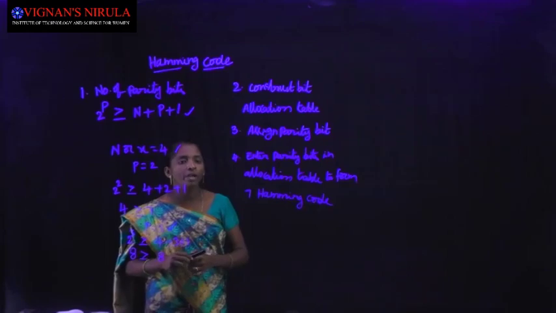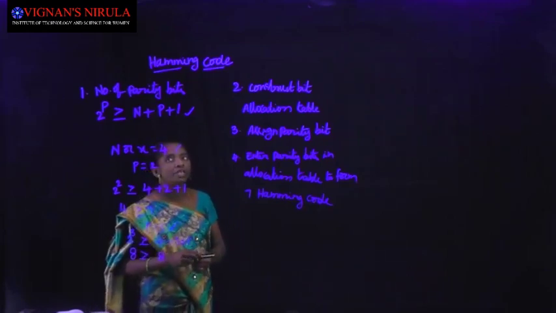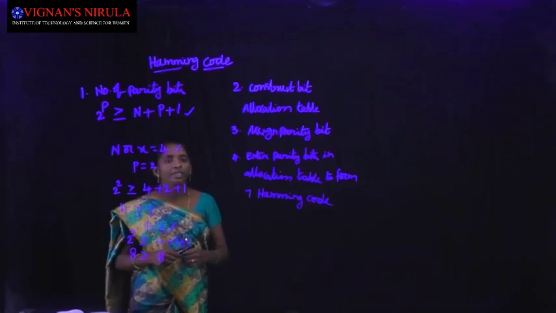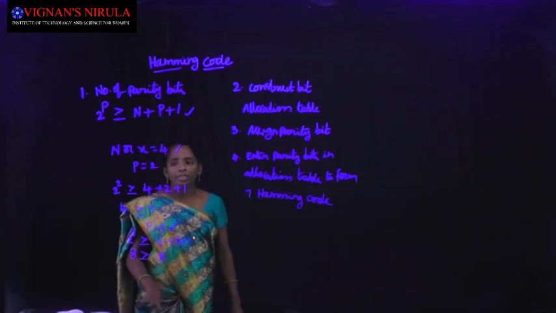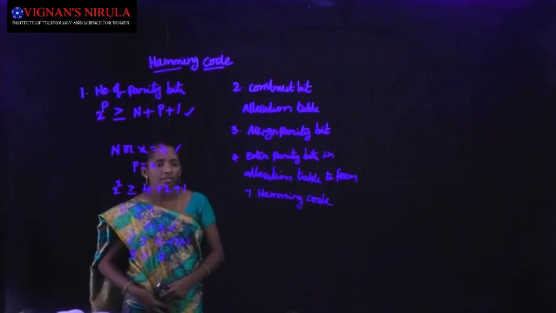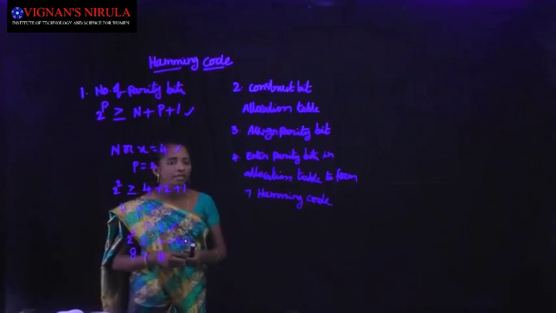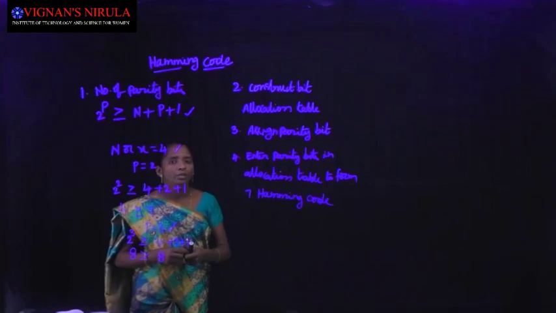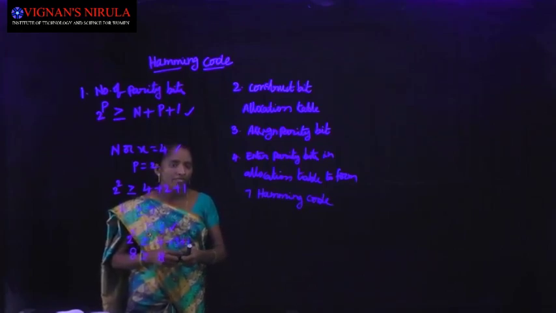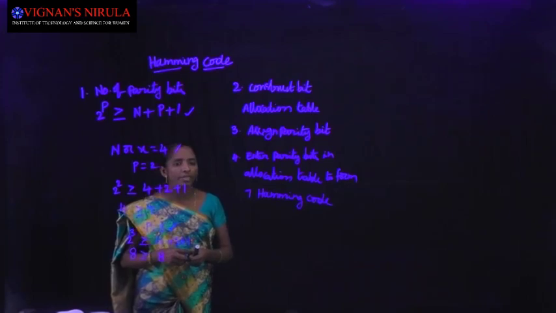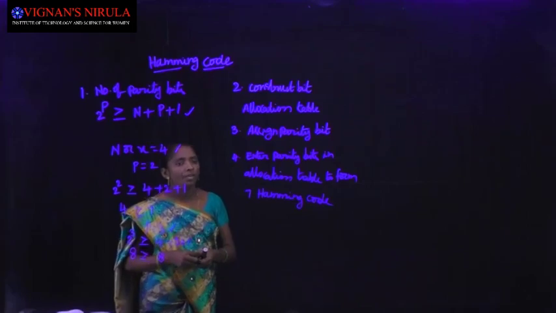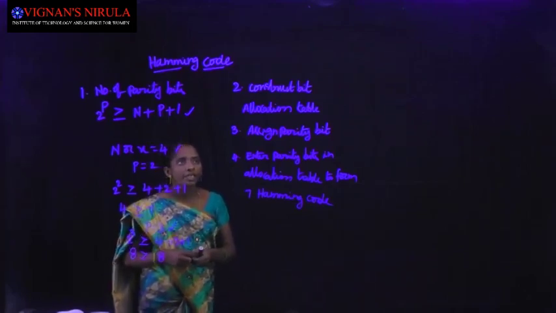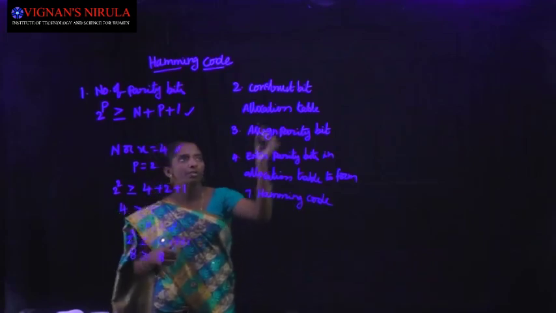For that purpose we have 4 steps. In the first step, we calculate the number of parity bits. Here 2 power p must be equal to or greater than n plus p plus 1, where n is the information bits and p is the parity bits. And in the second step, construct the bit allocation table.